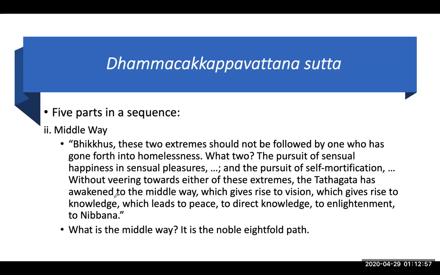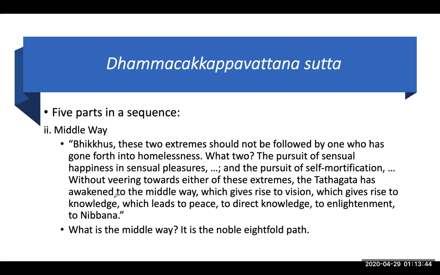In other words, the two extremes are described, which must be avoided by all who have abandoned their homes. The practitioner should avoid two extremes. One must not surrender oneself to the pleasure of the objects of desire, and also one should not surrender oneself to the mortification of one's own body, which is painful and harmful. By avoiding these two extremes, the Tathagata discovered the middle way, which opens one's eyes, makes known, and leads to tranquility, to insight, to enlightenment, eventually to nirvana.